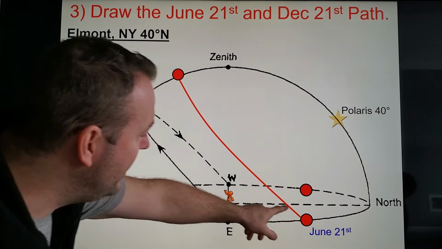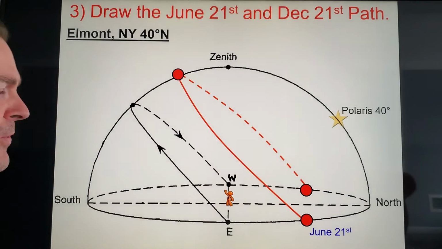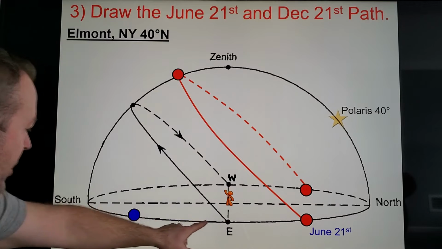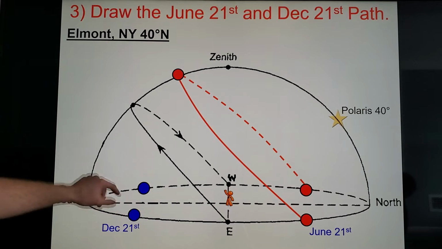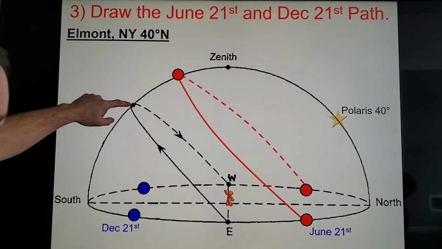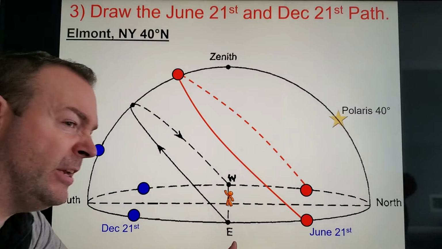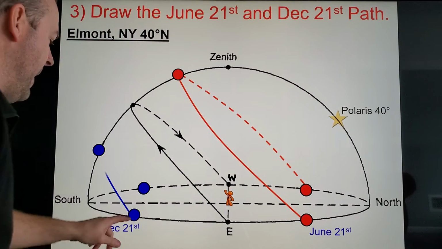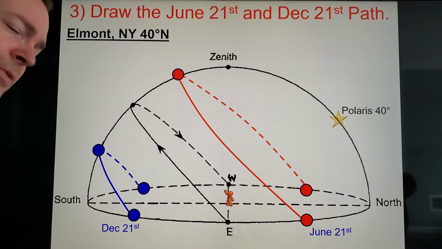When you draw your lines, remember we go solid in the front, dashed in the back, gives you that 3D feel. Okay? Same thing for the winter path. Now we're starting south of east. We're going to sunset south of west. Our noon is going to be 23.5 degrees lower than the equinox, right? So 50 minus 23.5 gives you about 26.5 degrees. And you get a nice solid arc in the front, dashed in the back for that 3D effect.